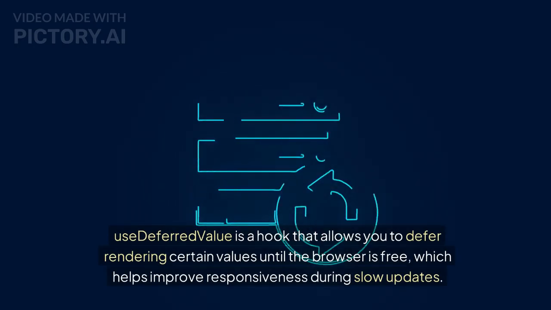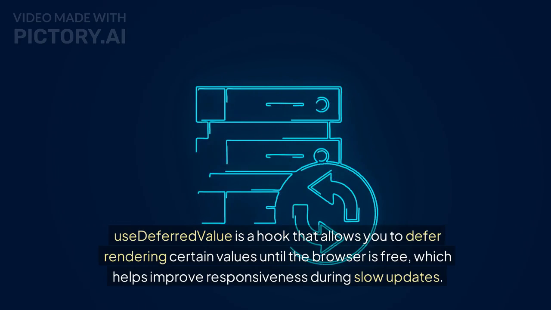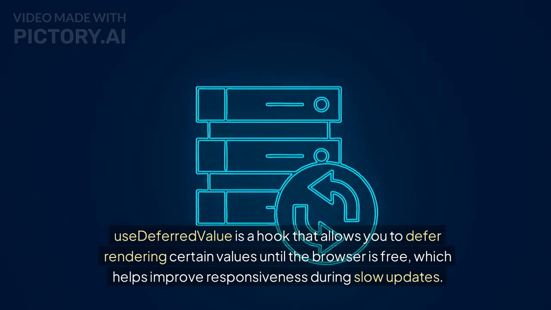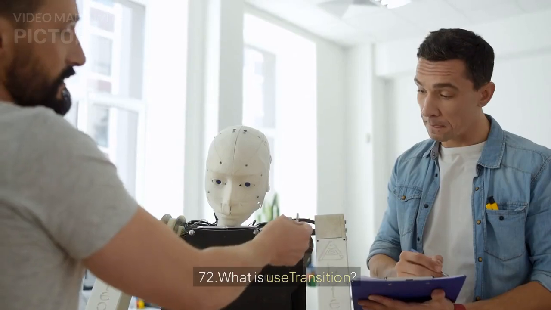71. What is the purpose of the useDeferredValue hook? useDeferredValue is a hook that allows you to defer rendering certain values until the browser is free, which helps improve responsiveness during slow updates.